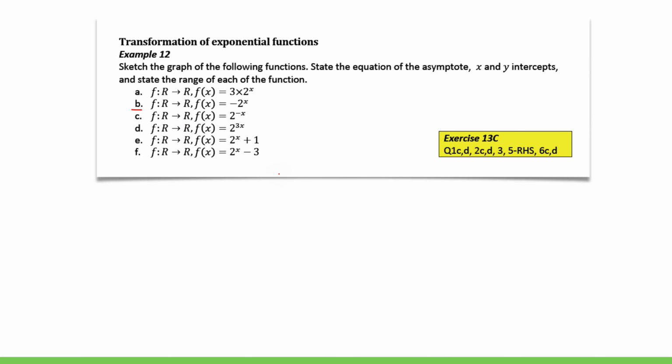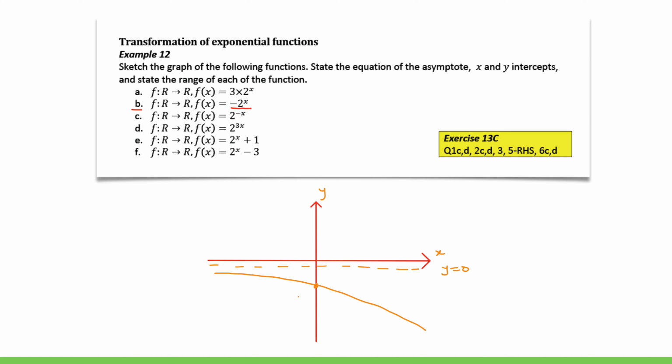Part B, that is our -2 to the power of x. Now we've actually already drawn this one. This is just simply a reflection in the x-axis. Our asymptote is the same. Usually our graph goes like this. Now it's just going to go like this. Our intercept will remain at the same point, which is 0, except this time it's the negative version of it, so it will be -1.